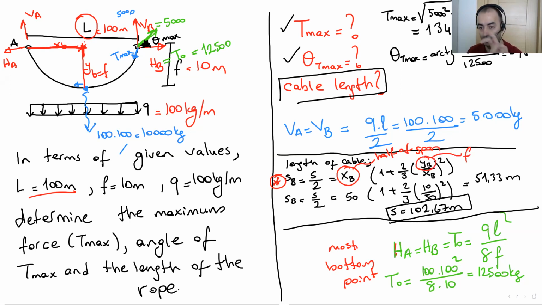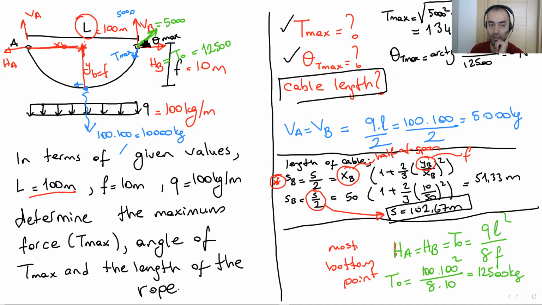F, sagging. Remember. So if we put XB and YB in the equation given here, we are going to get 51. 51 is half the length of the cable. Remember, S over 2. We are looking for S. Always, after we get this SB, we get double of it. Okay, total length is 102.